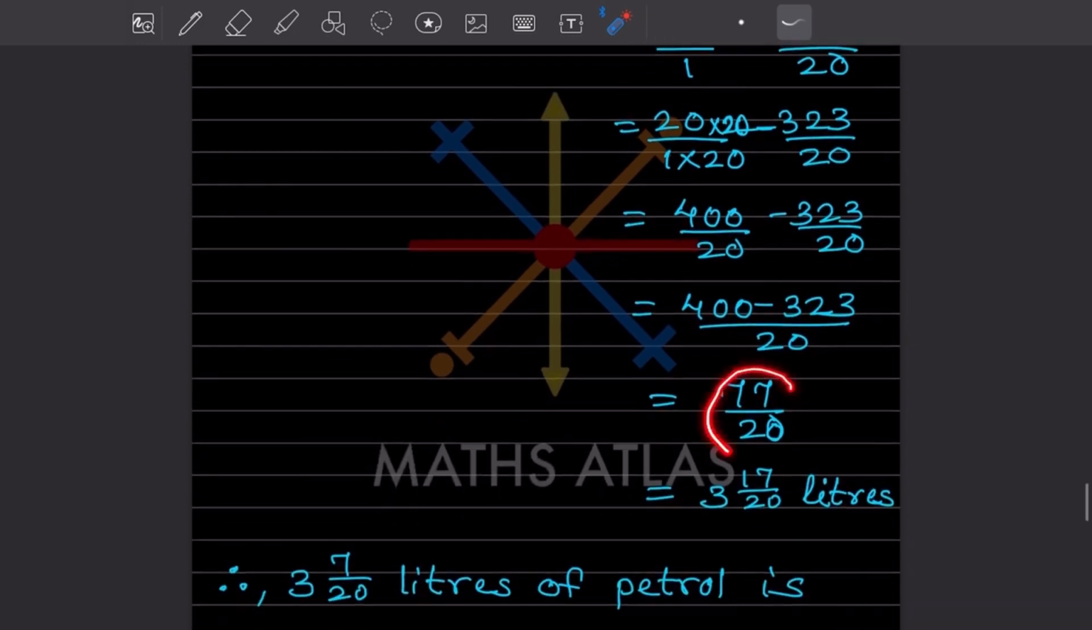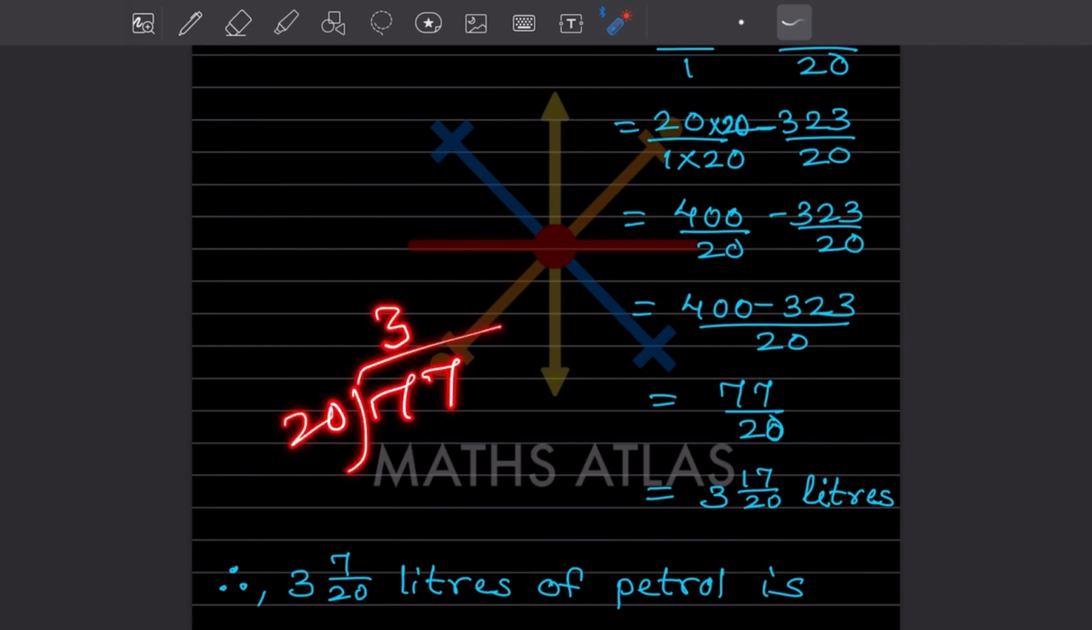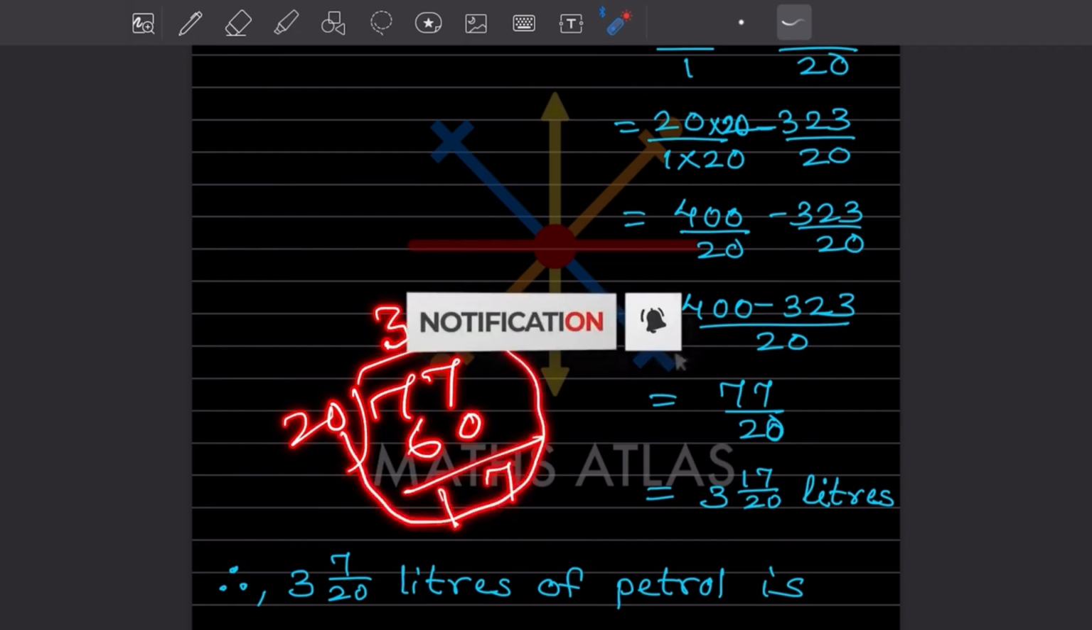Now what you can see, this numerator is bigger than the denominator, which means this is an improper fraction. So 77 divided by 20. The 20 table is very easy. You know the 2 times table. So 20 threes are 60 and this is 17. So 3 integers, 17 by 20.